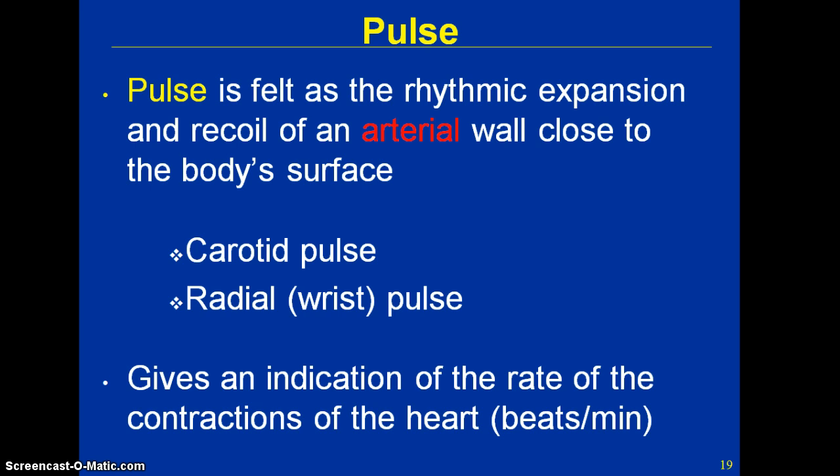So the carotid pulse is felt along the side of the neck. The radial pulse is felt along the radial bone, the radius, at the wrist. And what you can do is measure the pulse rate, and it'll give you an idea of beats per minute for the heart during each cardiac cycle.